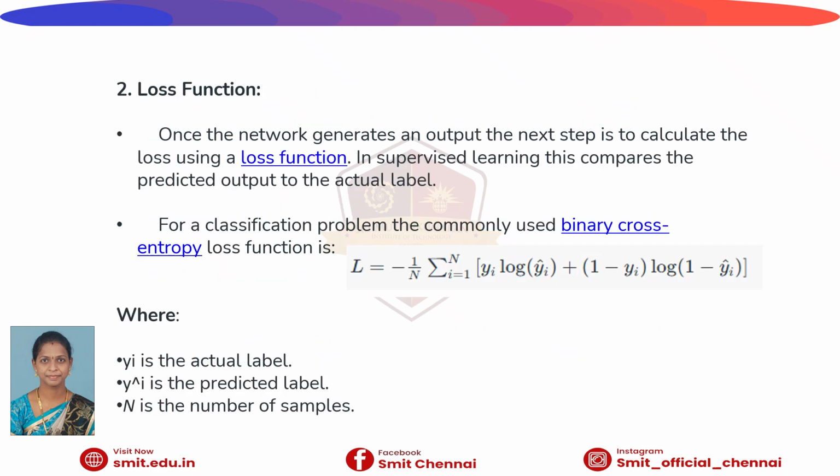Next, loss function. After generating predictions, the network compares them with the actual target values. The difference between predicted and actual values is measured using a loss function. The objective of training is to minimize this loss function.